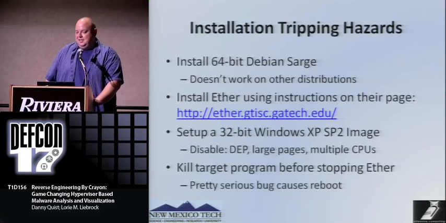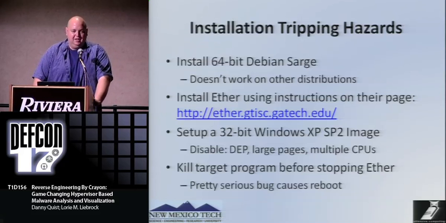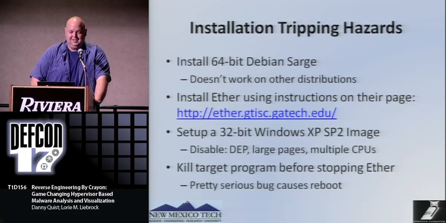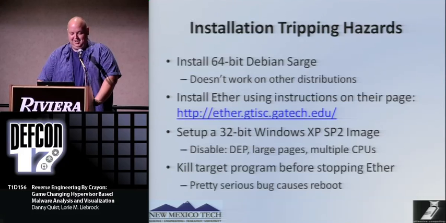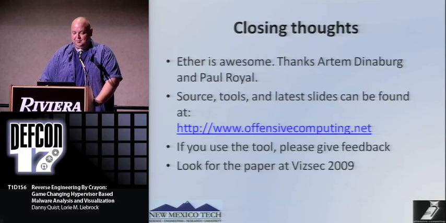Okay, there are some tripping hazards that are right here. Basically, use the 64-bit version of Debian Sarge. Follow the instructions that Artem and Paul have worked so hard on to the letter. I was guilty of not doing this, and then I reread it, and it was much easier. It has to be a 32-bit Windows XP Service Pack 2 image, and you have to disable DEP, large pages, multiple CPUs, and for God's sake, whatever you do, kill the program inside of Windows before stopping Ether.